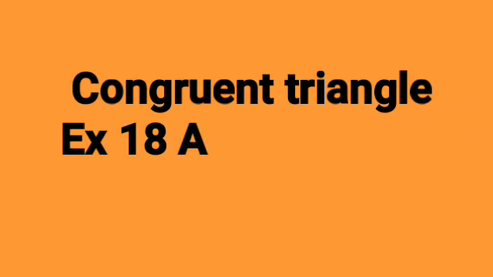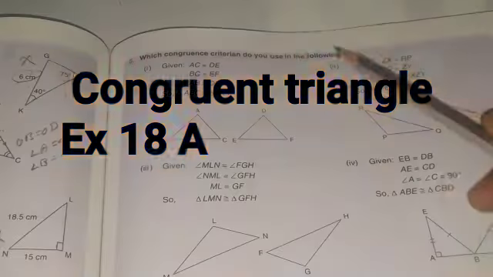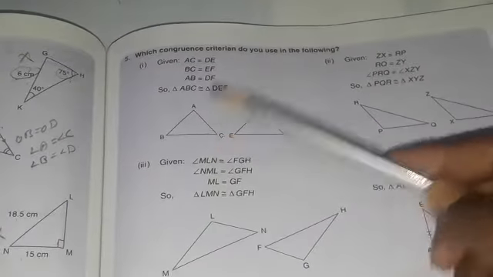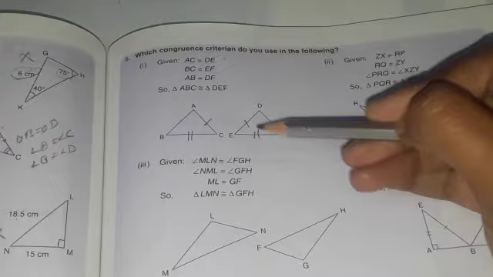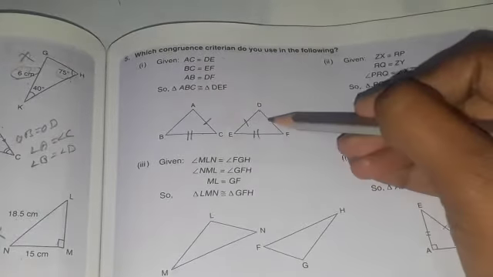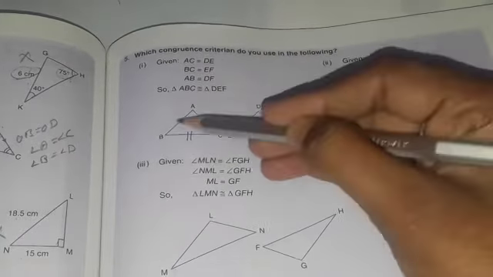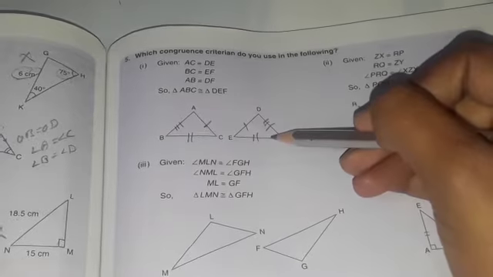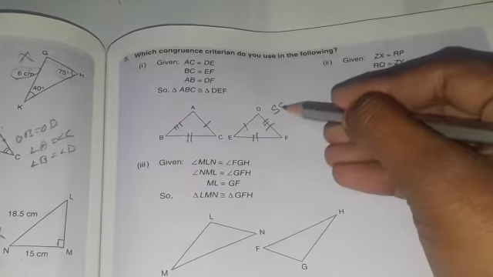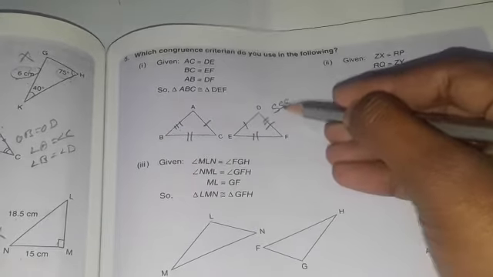Class, question number 5 is, which congruence criterion do you use in the following? So the first question is, they gave you two figures where AC equals DE, BC equals EF, and AB equals DF. It means, class, the three sides of this triangle equal the three sides of this triangle. So side criteria is here.